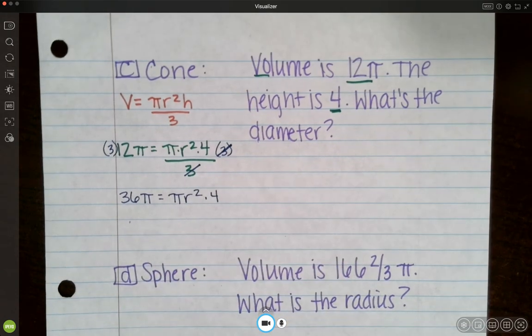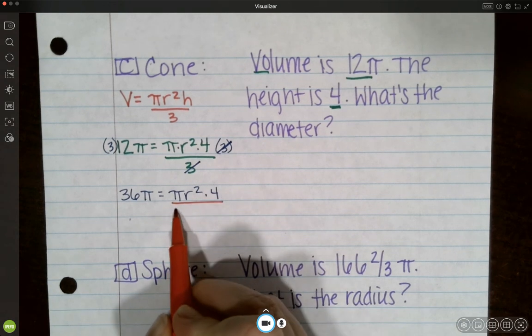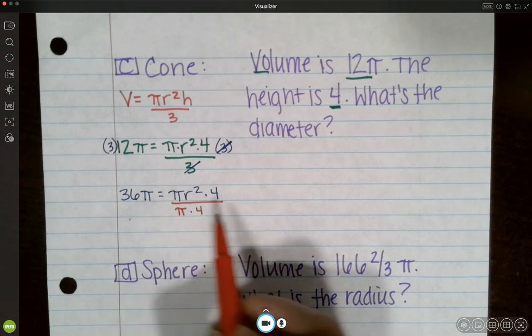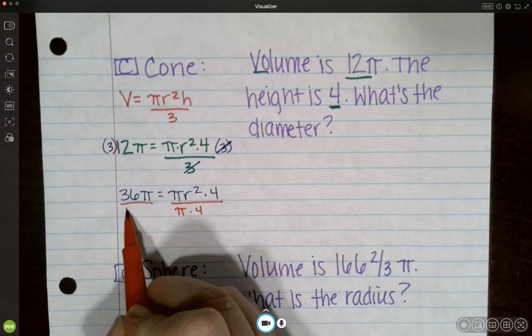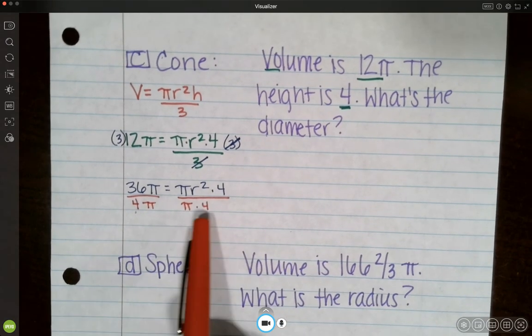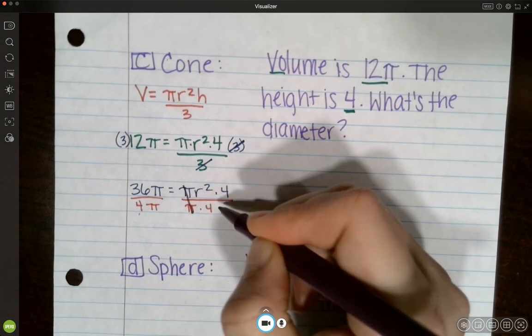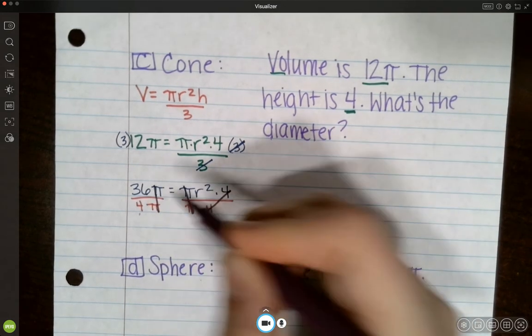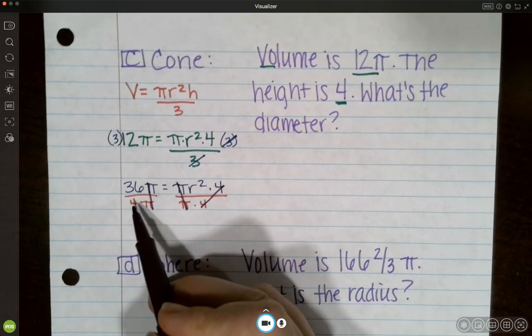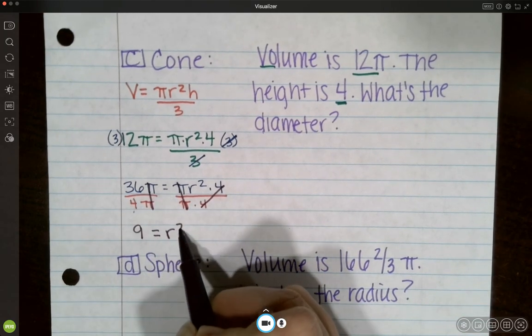Now that I have this component, you're doing exactly how you did with the cylinder. So we're going to divide by pi and 4. We're going to divide by 4 and pi. And again, because it's multiplication, I can rewrite it any direction I want. I rewrote it this way so I can simply cross things out that are alike easily. 36 divided by 4 is in fact 9. And that's my radius squared.